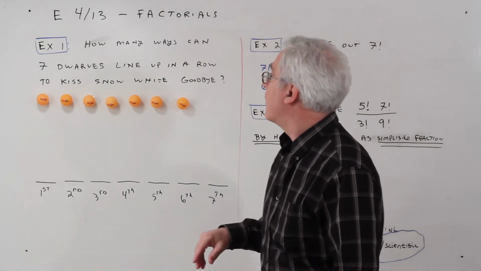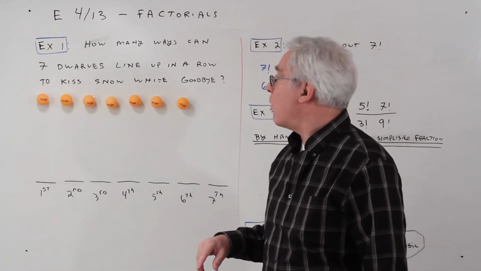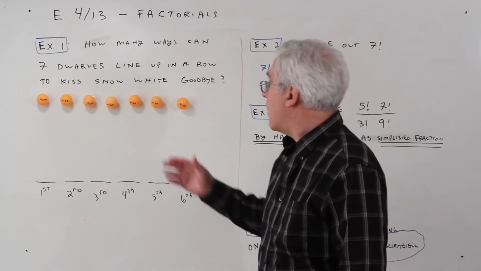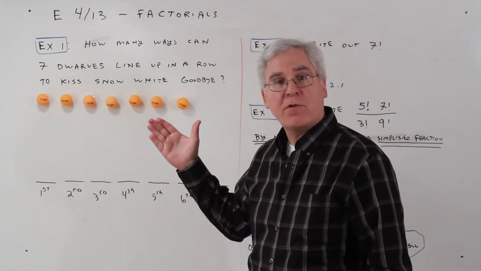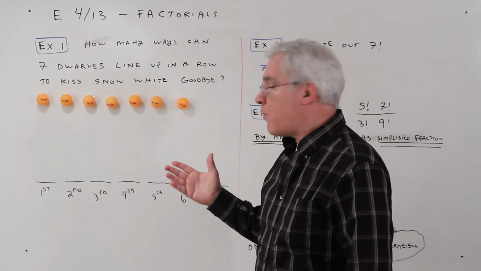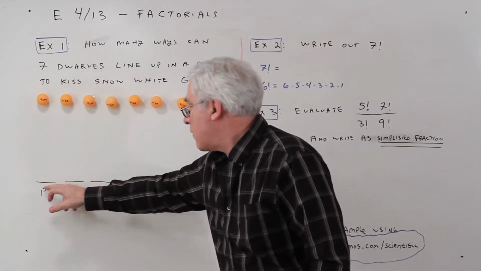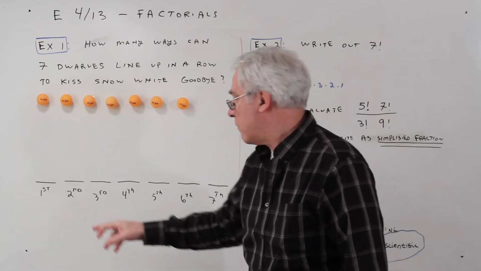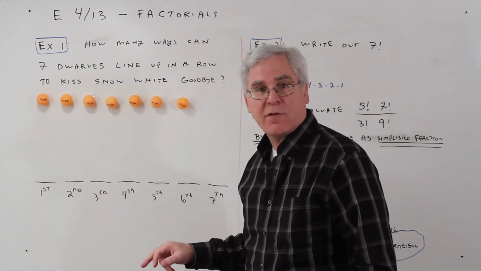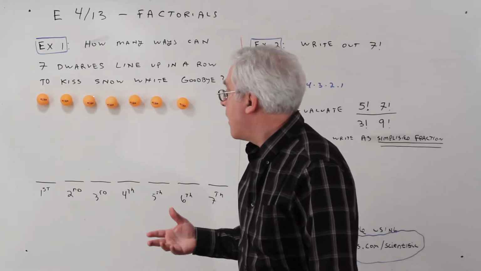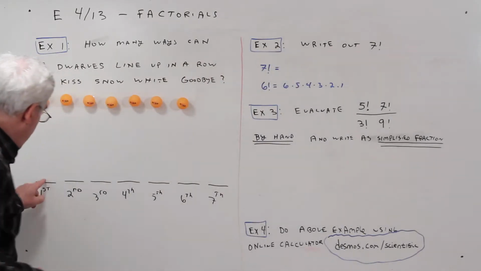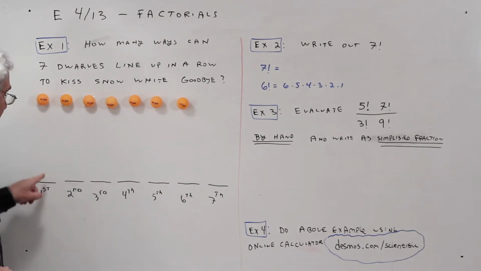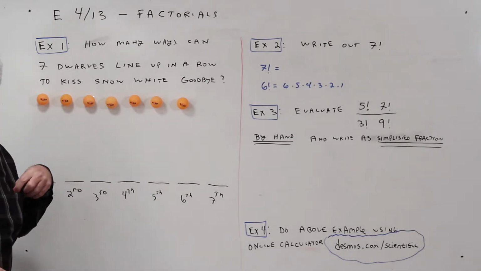So, example 1. How many ways can the 7 dwarves line up in a row to kiss Snow White goodbye? So these ping pong balls represent the 7 dwarves. And what I've done, just like before, is I've put 7 blanks for the various events or positions. First in line, second in line, etc. So here we go. Let's do the first position first. How many different dwarves can be first? Well, any 7 of these.